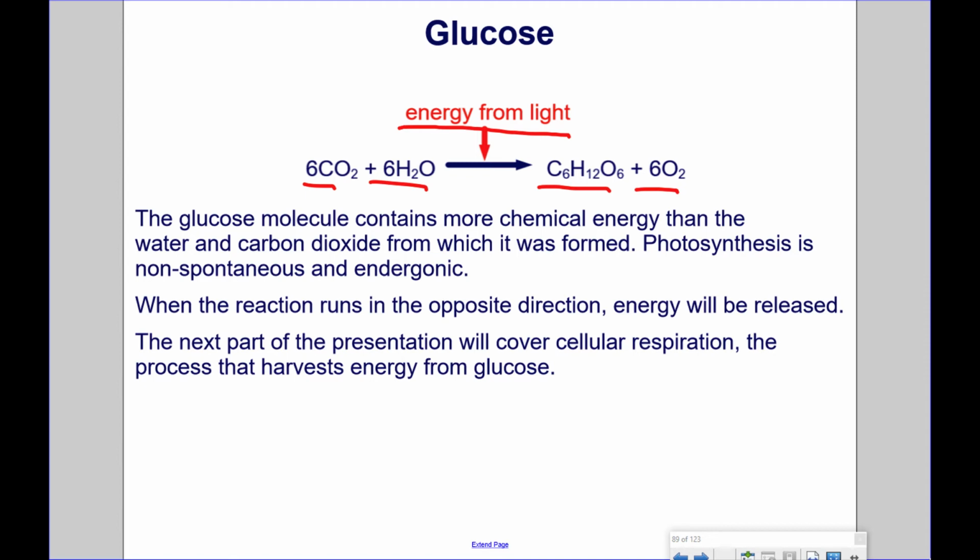Photosynthesis, therefore, is non-spontaneous and endergonic, or energy-absorbing. This reaction will not happen on its own. We need that energy input from the light. When the reaction runs in the opposite direction, energy will be released. The next part of the presentation will cover cellular respiration, the process that harvests energy from the glucose.